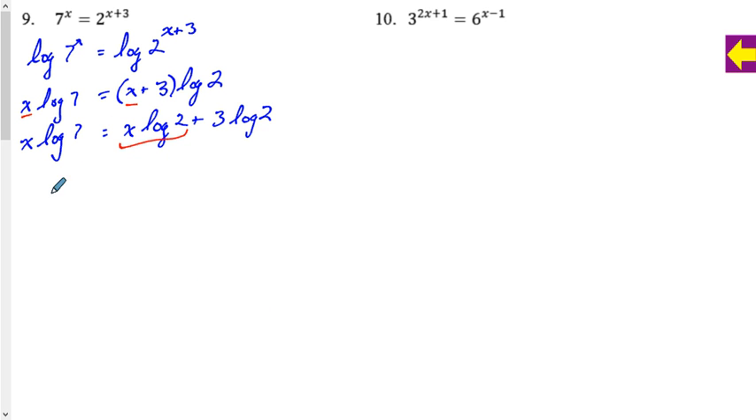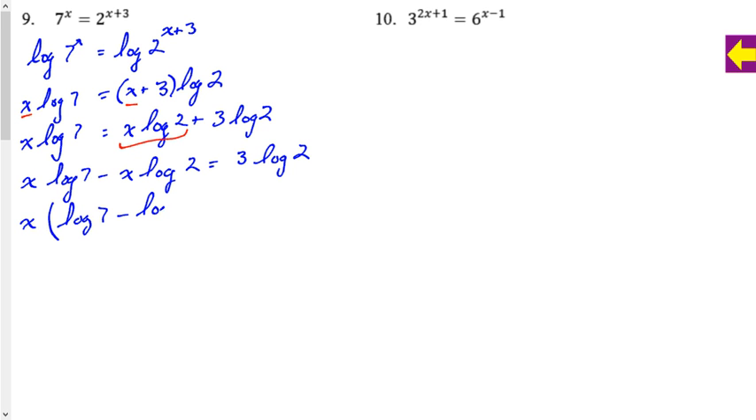So I'll have x log 7 minus x log 2, which will be equal to 3 times the log of 2. So on the left, I have an x multiplied to each of those logarithms, so it's actually a common factor that I'm going to pull out, which will leave me with a log 7 minus log 2 after I've factored it out.